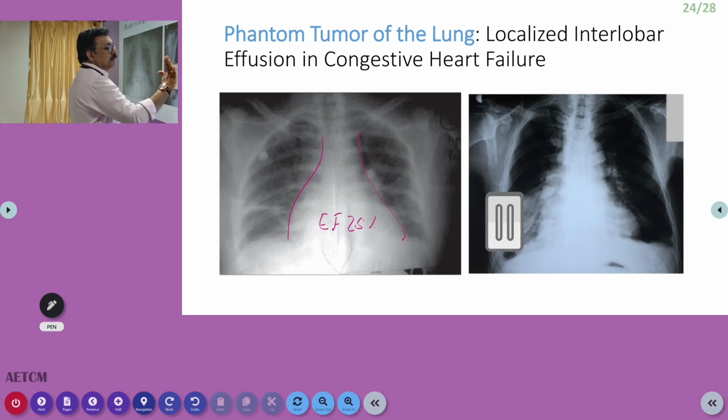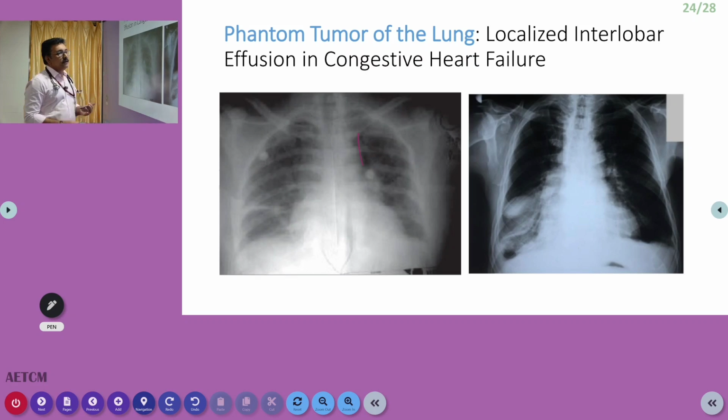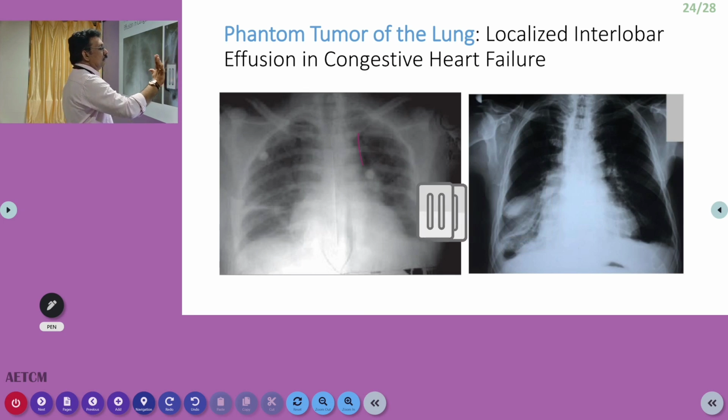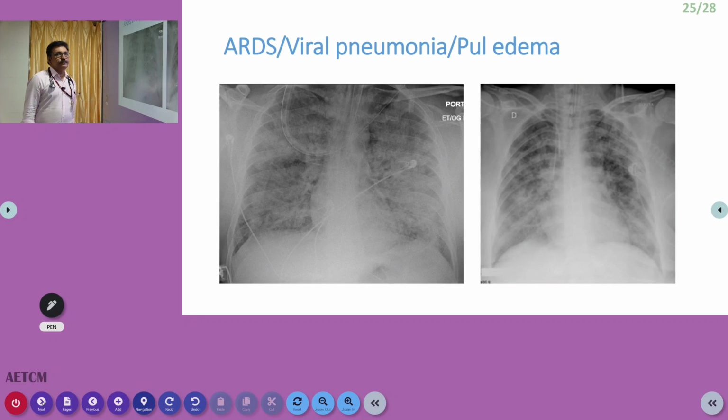So you may think that it is pneumonia. Here also you can see the interlobar fissure is edematous, so you may think that it is consolidation. If you give Lasix, after half an hour, if you repeat the X-ray, this will disappear. That is because it is fluid, fluid in the interlobar fissure. This is called phantom tumor or vanishing lung syndrome.